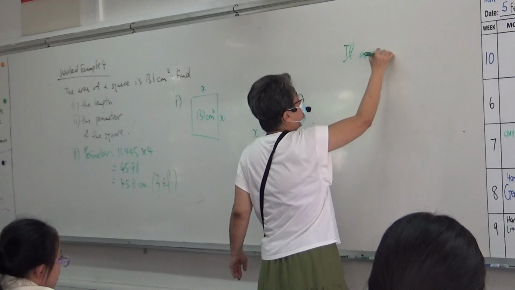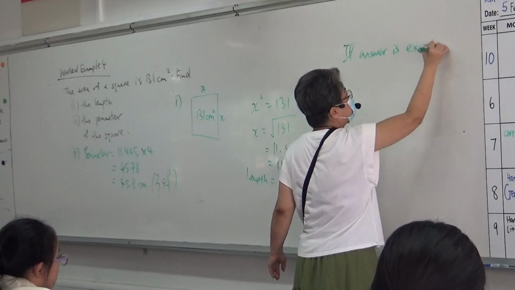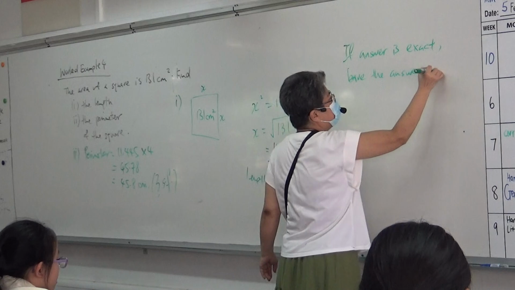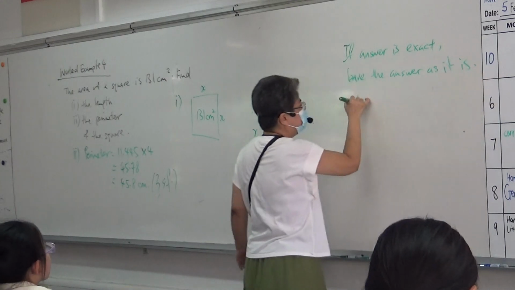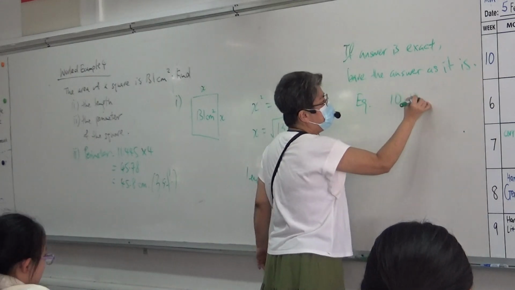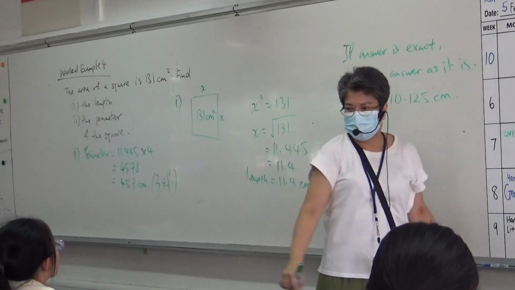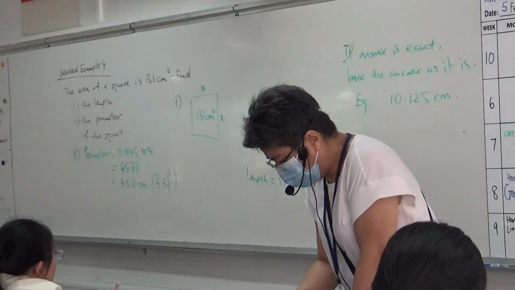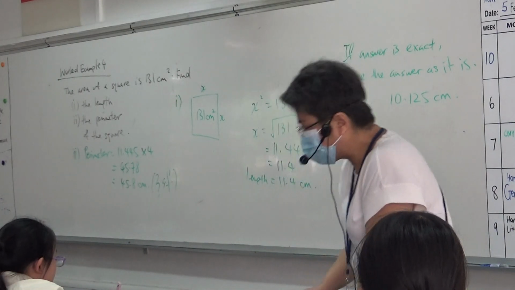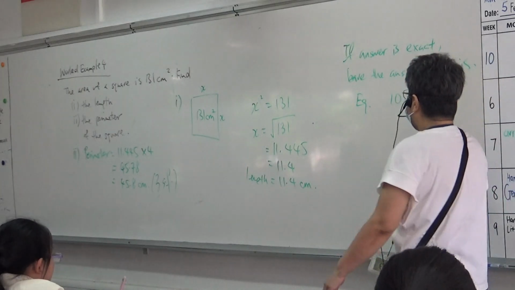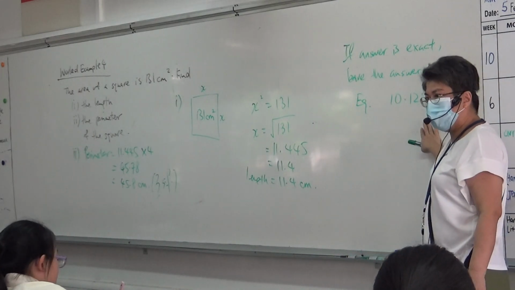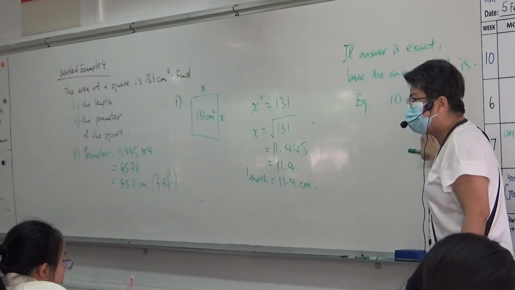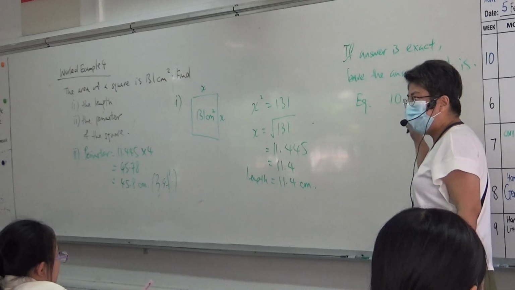If the answer is exact, leave the answer as it is. Example, 10 and 1/8, which is 10.125. All of you write this down. Okay? Because this is actually 10 and 1/8, it's an exact answer. Do you follow what I'm saying here? Yes or no? Okay, I repeat.